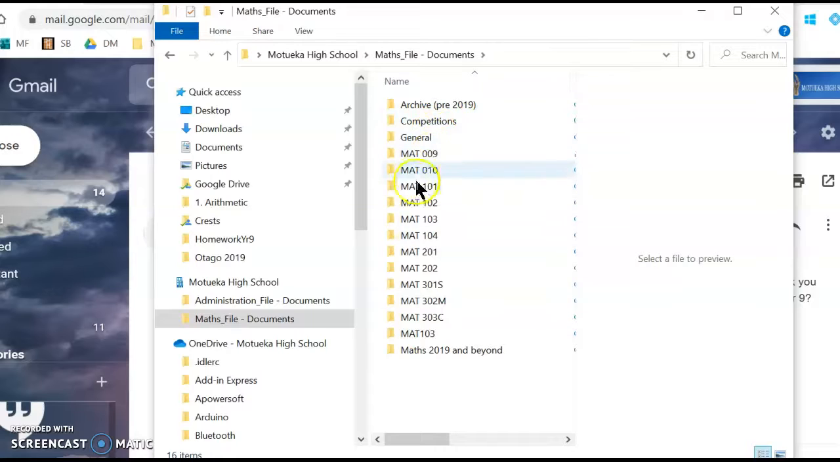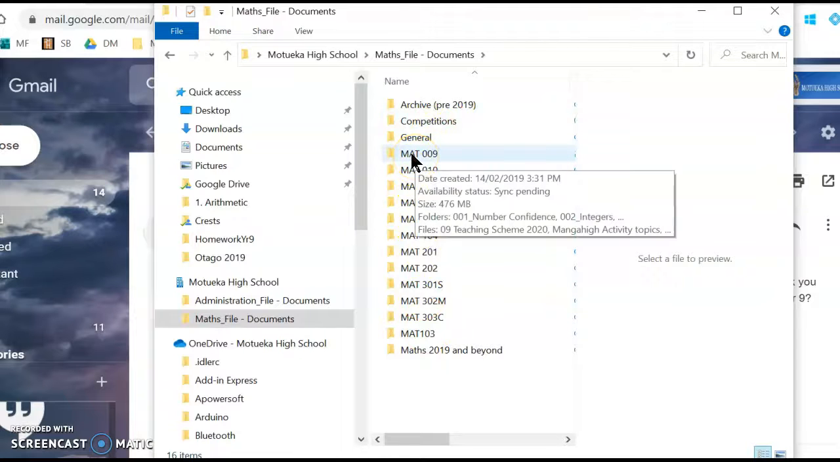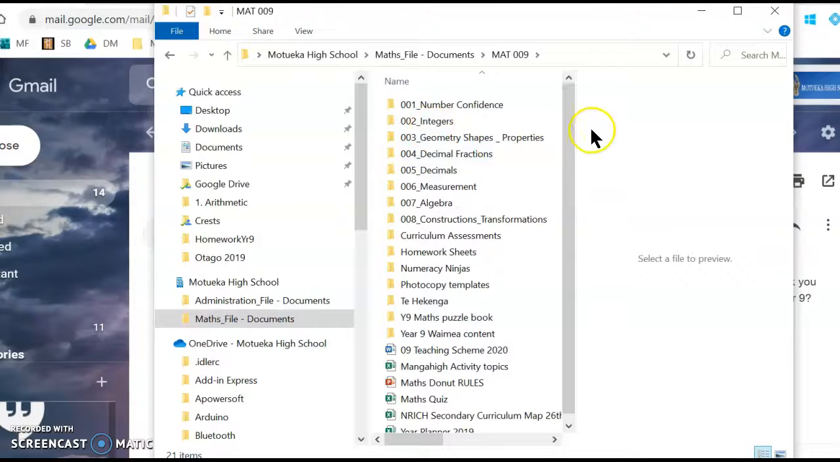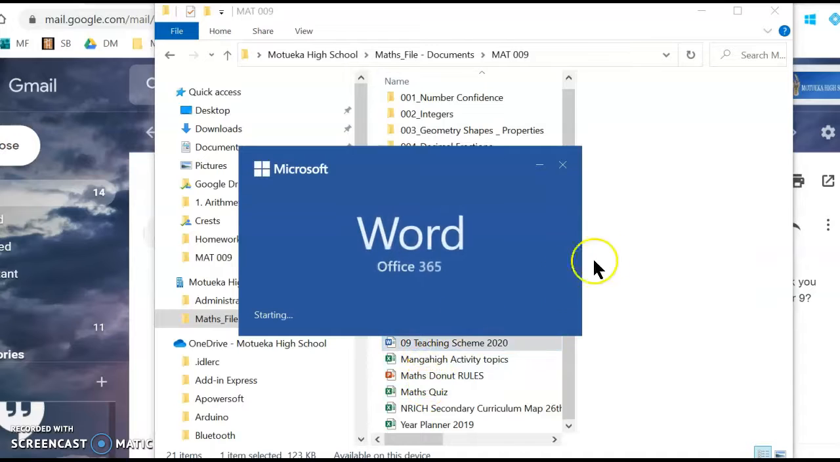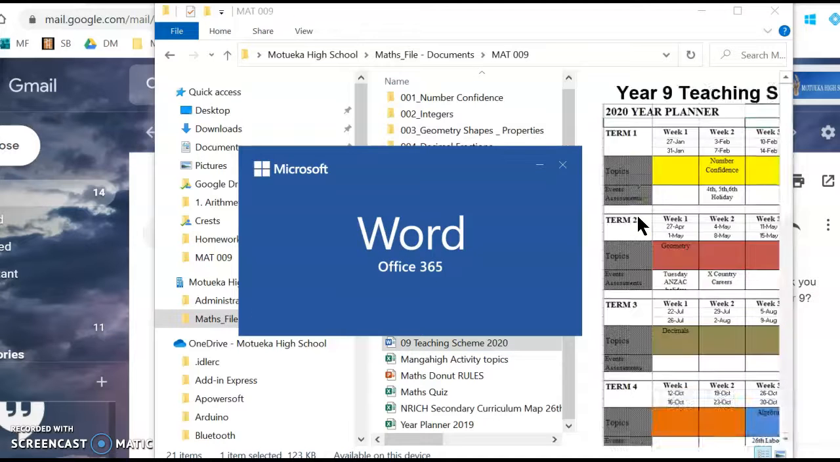And here we've got our year levels. If we go to year 9, scaled out, there's all the different topics that we do through the year. And here is the teaching scheme. It is a work in progress, as always.